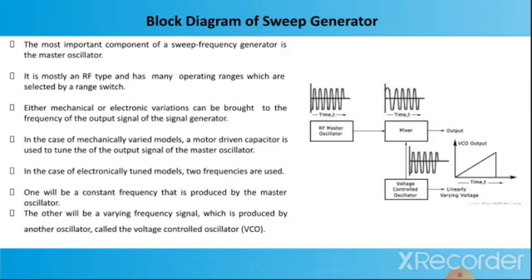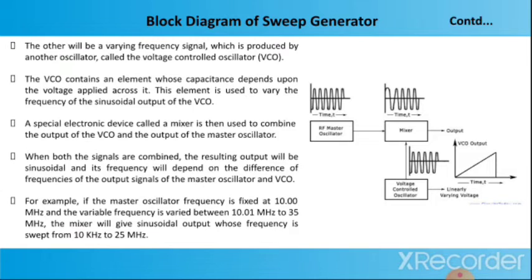One will be a constant frequency that is produced by the master oscillator, that is the RF master oscillator. Another will be a varying frequency signal, which is produced by another oscillator called a VCO, that is voltage controlled oscillator. The VCO contains an element whose capacitance depends upon the voltage applied across it. This element is used to vary the frequency of the sinusoidal output of the VCO.